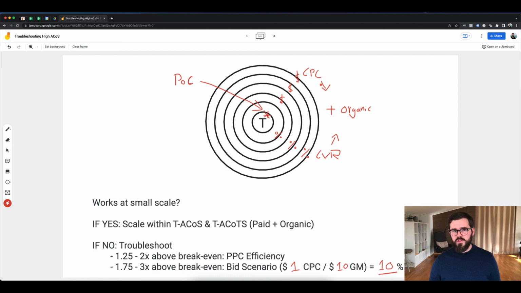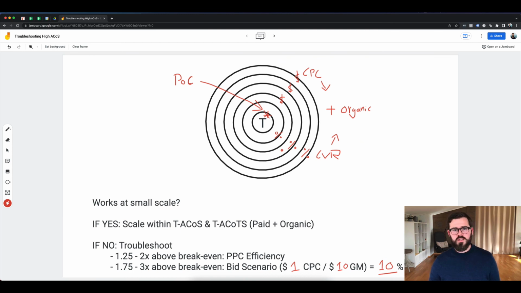Maximizing the PPC efficiency, removing waste, etc. Also making sure you've got organic coming through as well, so you can sustain a higher ACoS and still be very profitable. And also you should be looking to constantly improve the conversion rates, evolve the product, make it more differentiated, unique, whatever it may be. It's a lot of things this can involve, but it's a lot of things you can do to increase the conversion rate and counter the natural erosion as well.